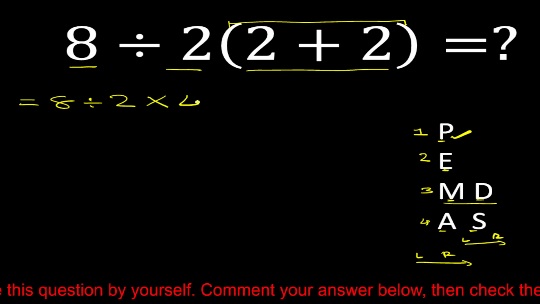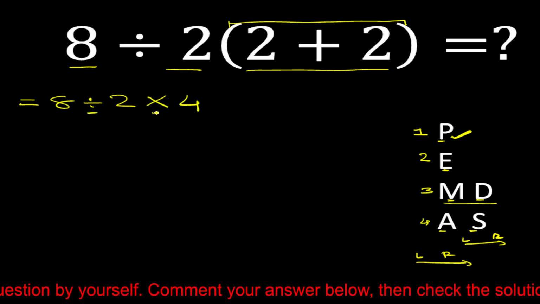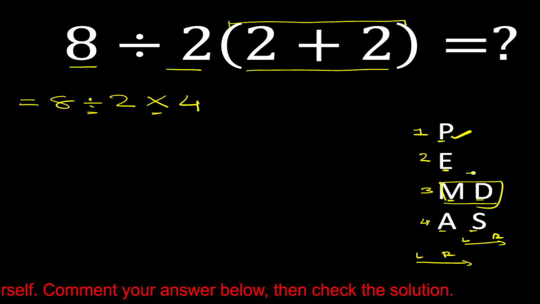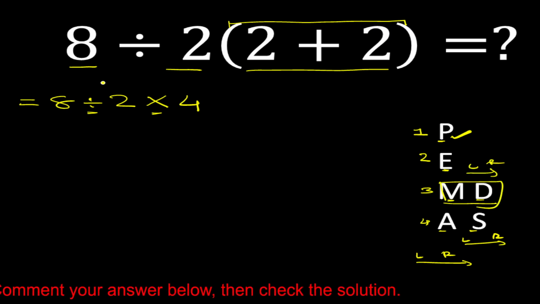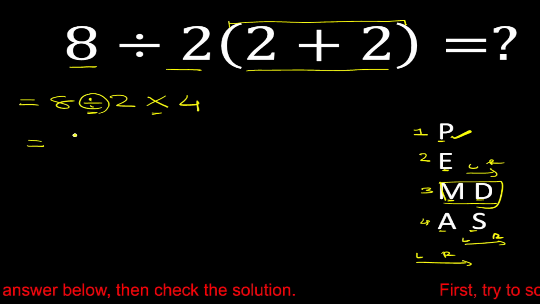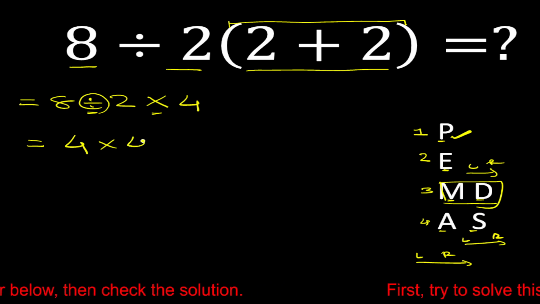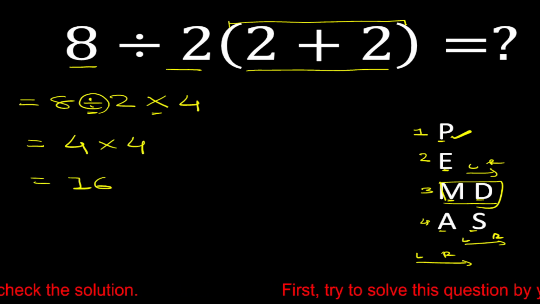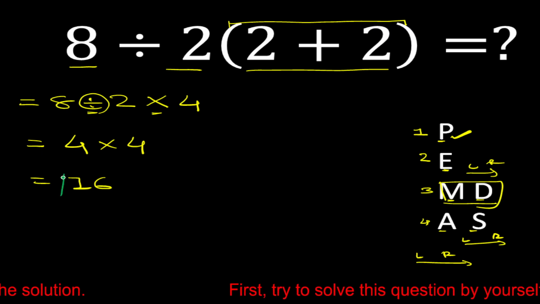So, 8 ÷ 2 × 4. Now here is division and here is multiplication. Multiplication and division both have equal priority, so we have to solve it from left to right. So first we have to solve this division. 8 ÷ 2 is equal to 4, so 4 × 4. Now 4 × 4 is equal to 16. So the correct answer is 16. Okay.